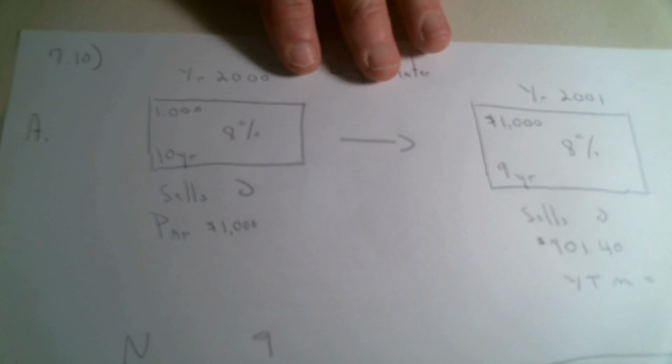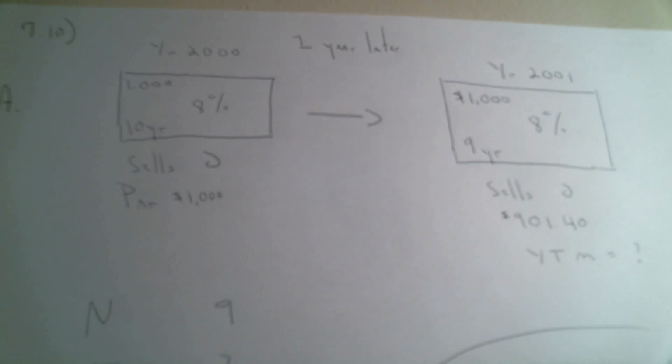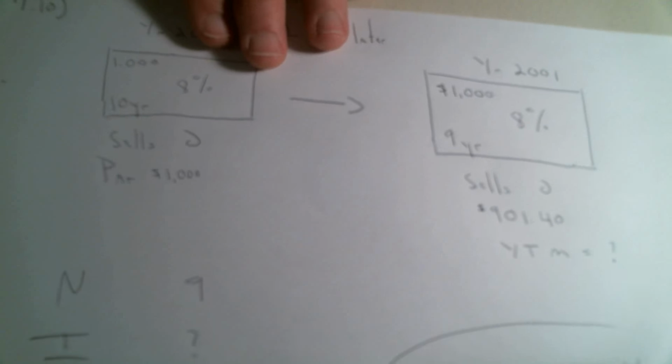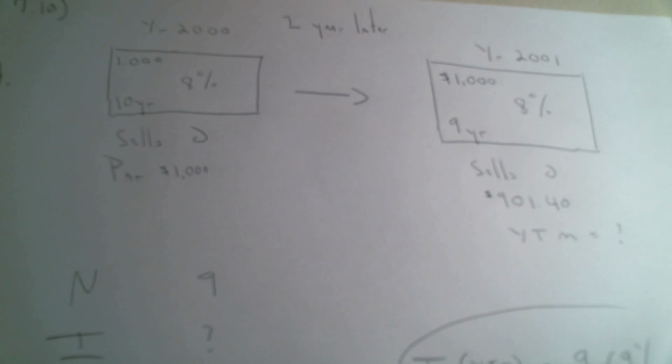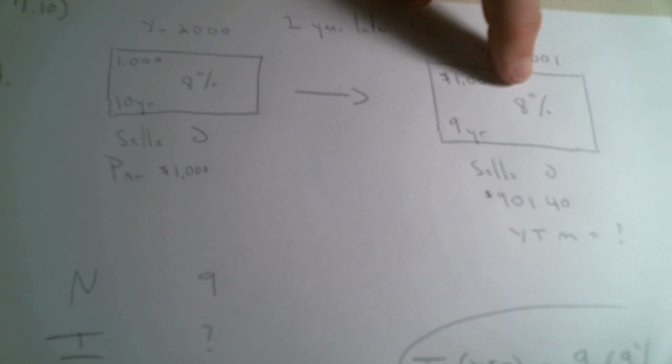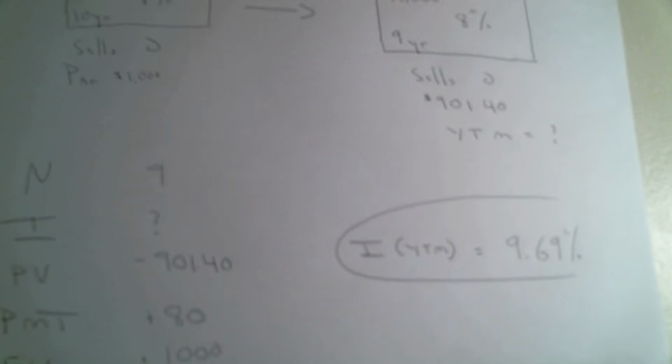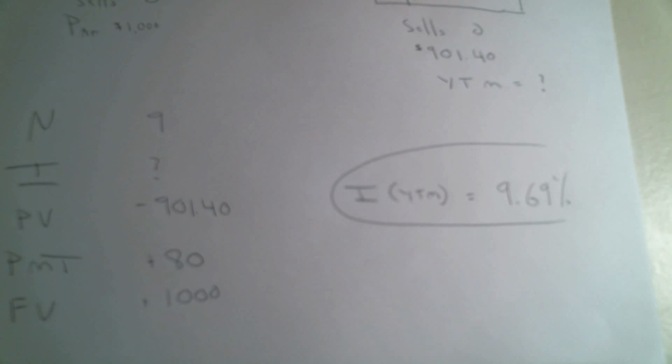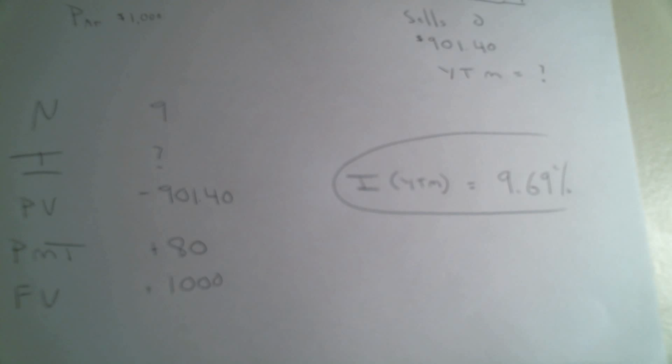Okay, so again, 7.10. That's your setup. I just use kind of arbitrary numbers, year 2000 and 2001 to indicate today and 1 year later. But again, you could have used any year. This is selling at par. This is selling at 901. If we use 901, the yield to maturity is 9.69. Okay, that's part A.